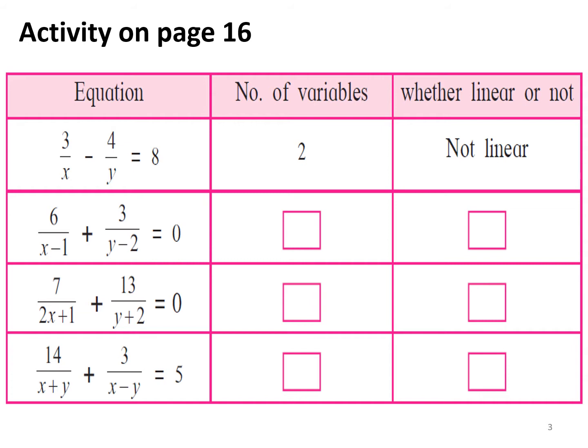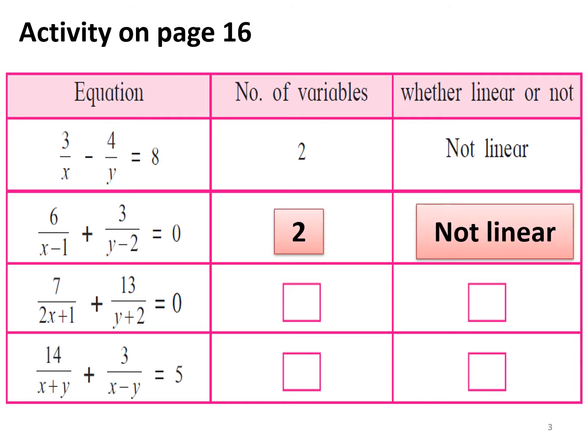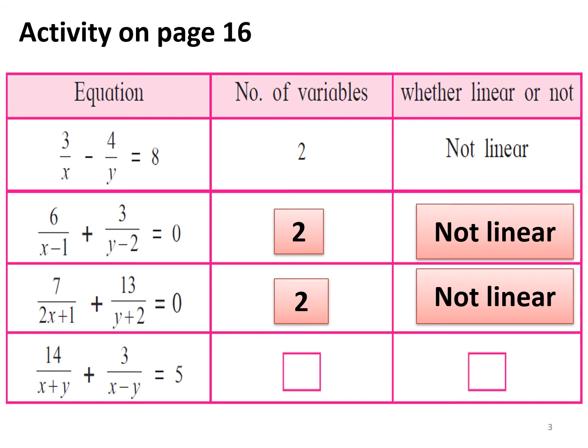Similarly, the next question, 6 upon x minus 1 plus 3 upon y minus 2 is equal to 2. Here also the number of variables is 2, but again it is not a linear equation. Third question, 7 upon 2x plus 1 plus 13 upon y plus 2 is equal to 0. Number of variables is 2 but not a linear equation.